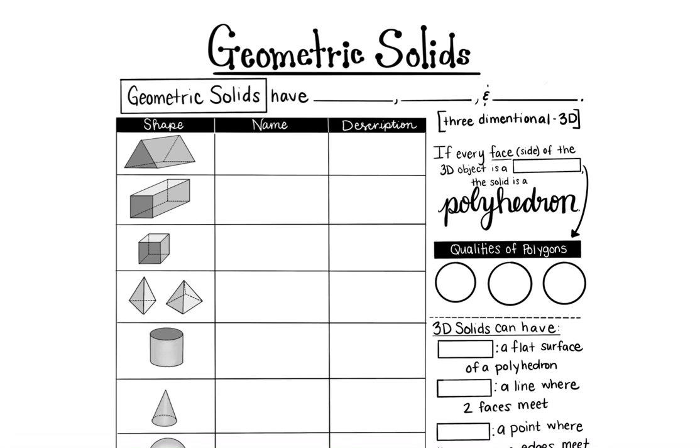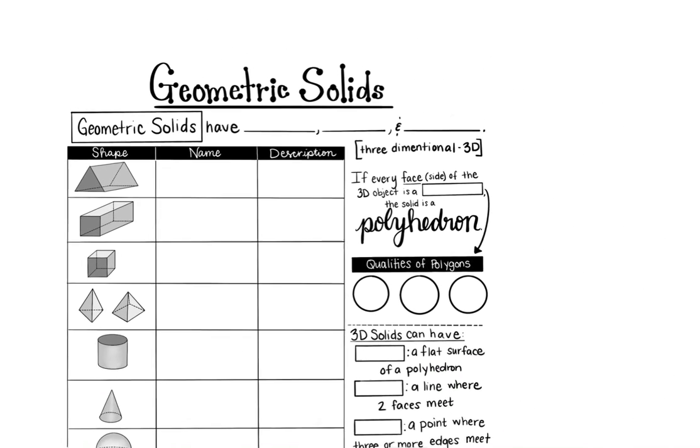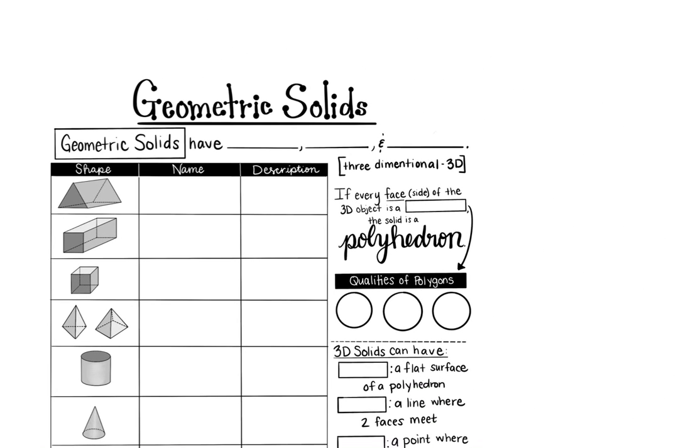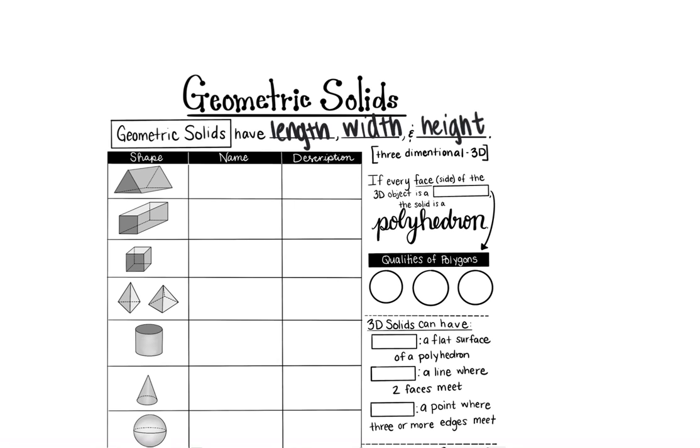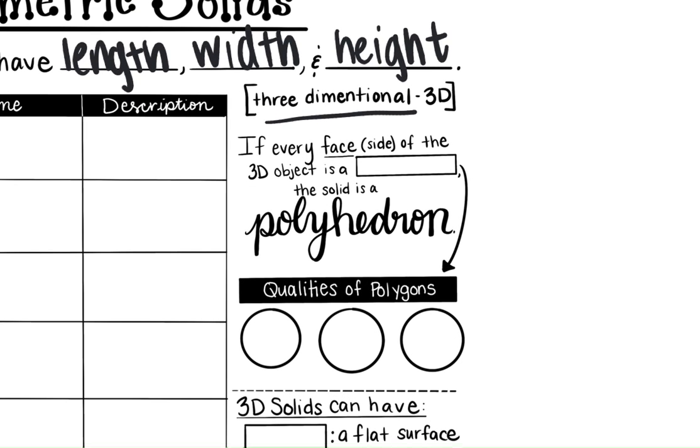Let's just get started and get the definition for geometric solids. Geometric solids have length, width, and height. Okay, so geometric solids, again, are 3D shapes that have length, width, height. And again, they're three-dimensional. Let's fill in this part of the definition.